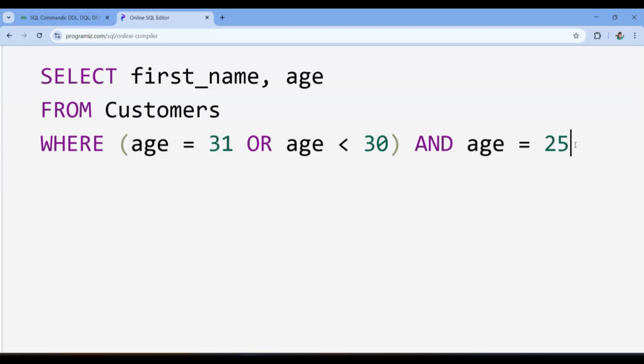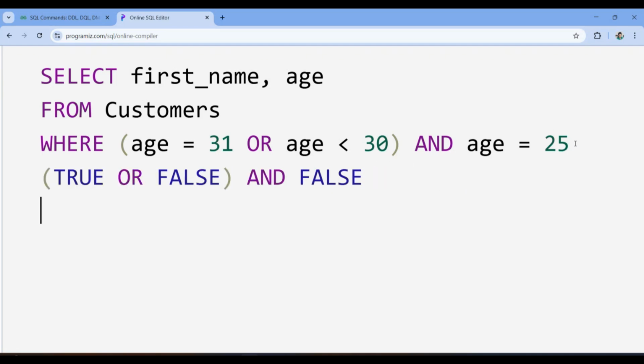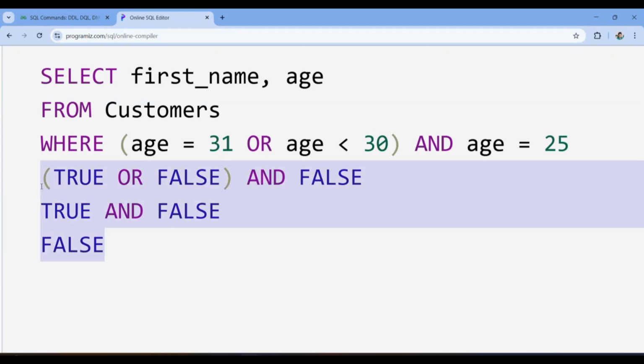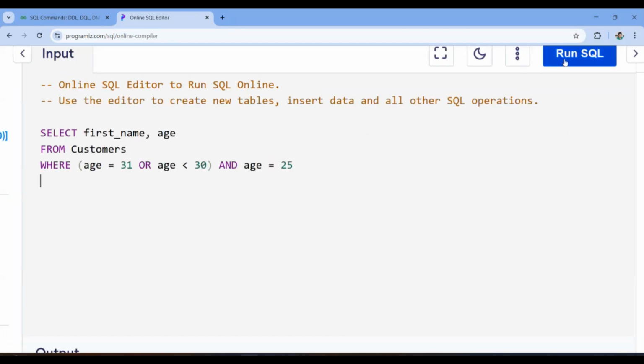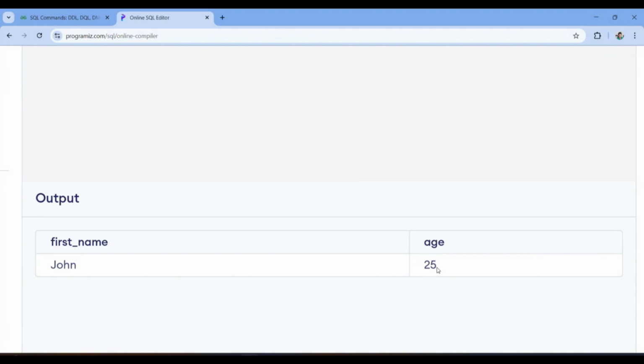So for 31, what do you think the answer will be? It is bracket true or false, bracket, and false. In this case, true or false will become true, and false is the last one. True and false will become false. So if the bracket is there, then 31 should not be there in the answer. Okay, so if I run this, 31 is not there, right?